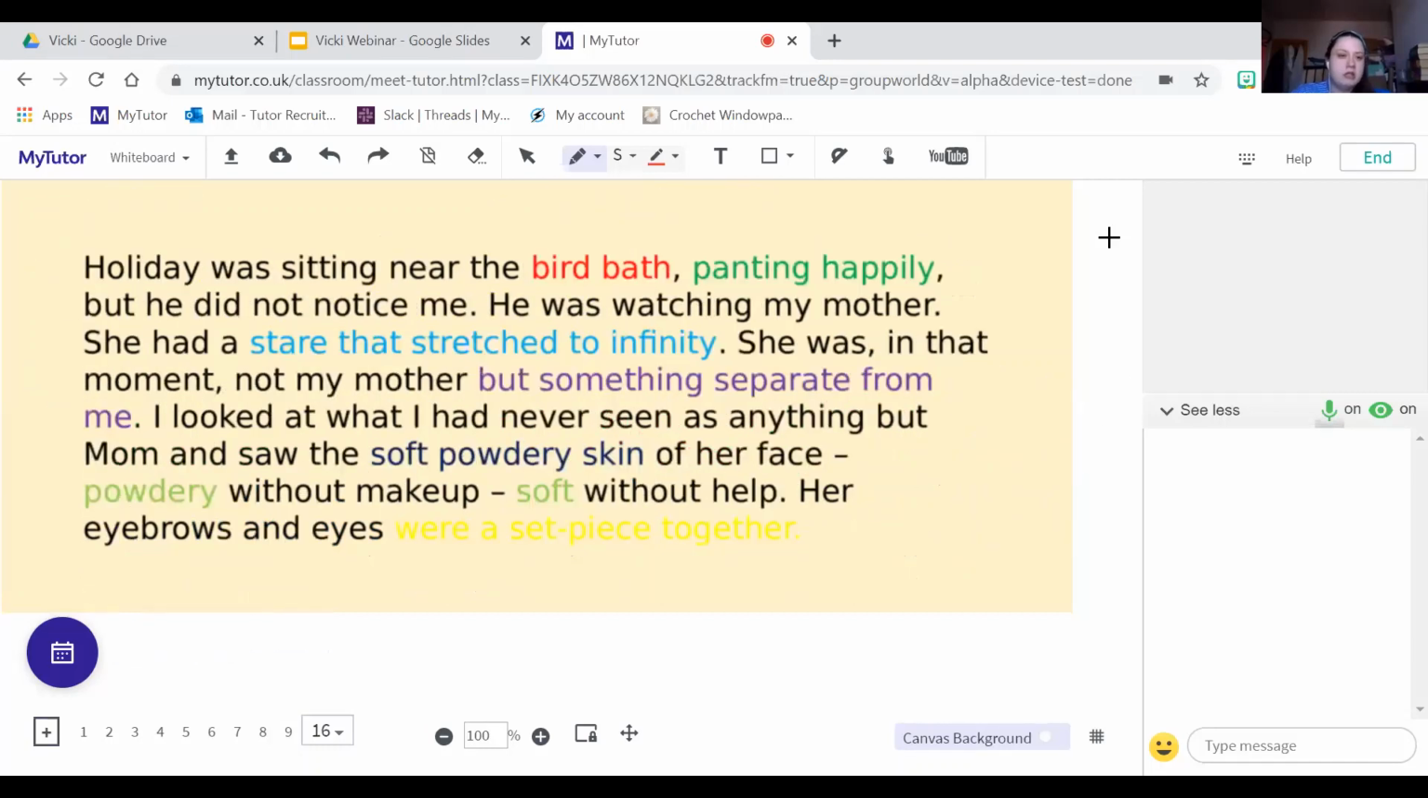I'm not going to talk about the alliterative bird bath. Even if we were talking about the environment, it's not very exciting. We just call them bird baths. Whether it was decided that that alliteration was purposeful when they were first named, we don't know, but that is just their name. So there's no point talking about that. Panting happily. Now that is referring to Holiday itself as sort of a person. So that isn't referring to Susie's mother. She had a stare that stretched to infinity, so we could talk about that. But something separate from me. Now that's more referring to Susie. So I think I'm probably not going to worry about that one too much.